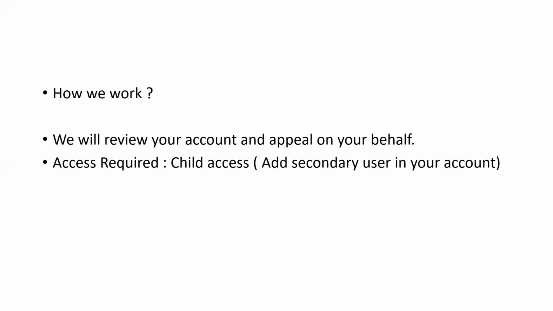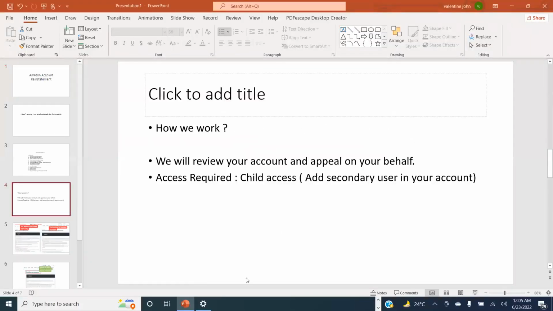So how do we work? We will review your account and appeal on your behalf. We will review what suspensions Amazon has sent you, what violations you made, and how it can be reinstated. We will do a complete investigation on our end. We will ask you for the information that we may need, and then we will appeal on your behalf. For the assessment we may require to get your account reinstated, we need child access to your Amazon account. I'll show you how you can give us child access.